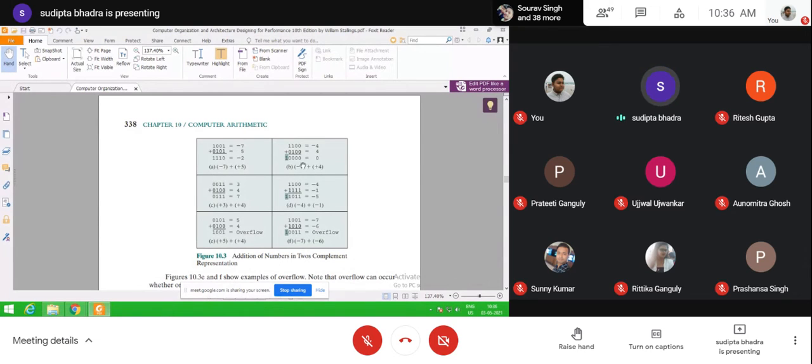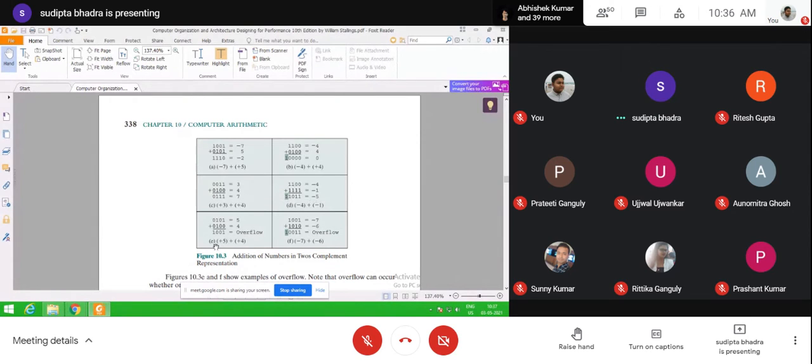overflow. Means what? Although in this case the overflow has occurred, we ignore that overflow because if we ignore the overflow, then the result represents the proper value. Means -4 plus 4 will give you 0. Similarly, -4 -1 will give you -5. So here there is an overflow bit, but we are ignoring it as the result is representing -5.